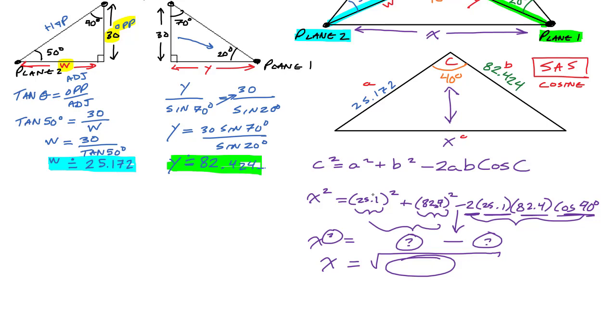So square the 25.1, square the 82.4, add them together. That's going to give you this number here. 2 times 25.1 times 82.4 times cos of 40. What do you get, right? If you have a double negative, be careful. And then the last thing is to take the square root of those. And if you do it all right, you should get approximately 65.2 meters would be the distance between the two airplanes.